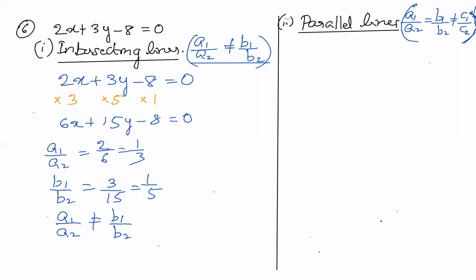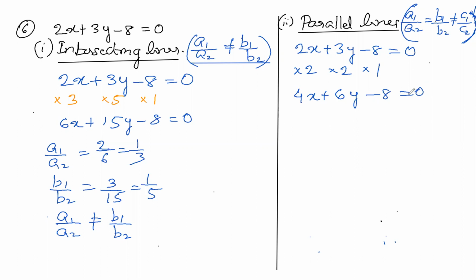Okay, so we will write the equations. First equation you will copy the same thing. I am going to multiply 2 on the first two, and on the last one I am multiplying 1. So you will get like this: 4x plus 6y minus 8 is equal to 0.